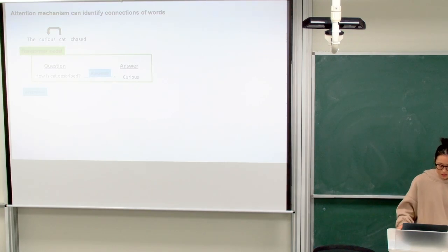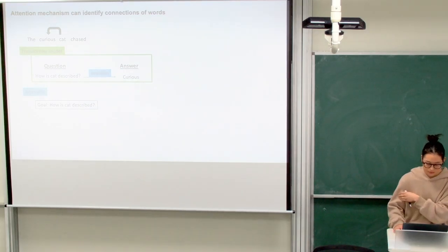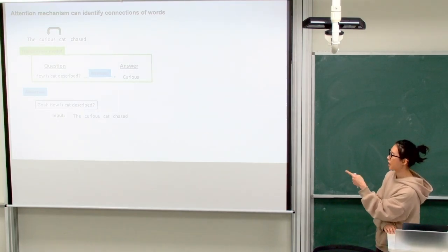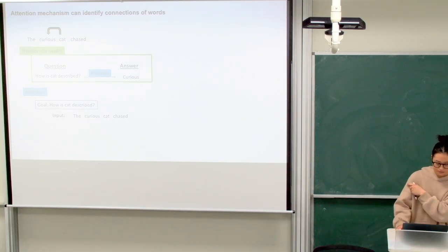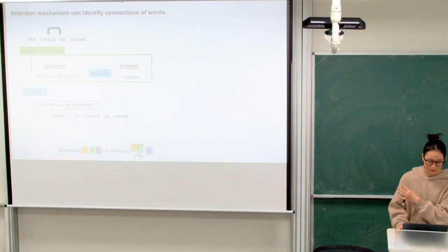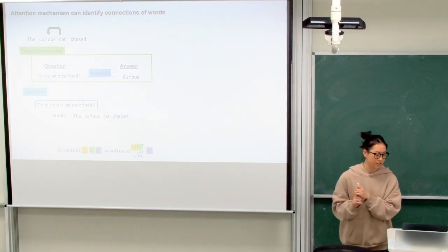so in attention, it sets a goal. So the goal is the question, which is how is cat described? And then we're going to shorten the input, so we put the curious cat chased. And then this is the attention formula that I will go through step by step, but for now, the input needs to go into this attention function.